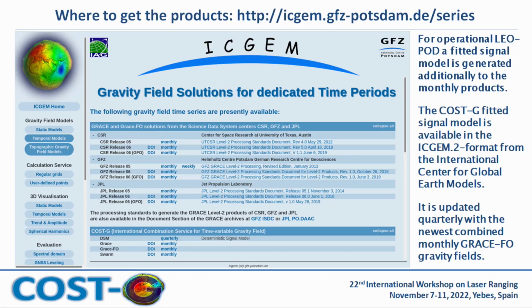Where do you get these products? Well, there's a dedicated service of the International Centre for Global Earth Models. There you can get all these monthly gravity fields and all the static ones. And there's a dedicated section for COST-G models with the GRACE follow-on, and even Swarm monthly gravity field models. And then you have a special product that's a fitted model, seasonal trends and seasonal signals fitted to the monthly solutions of GRACE follow-on. So this model will enable prediction of gravity variations, and this model is suited for operational use.